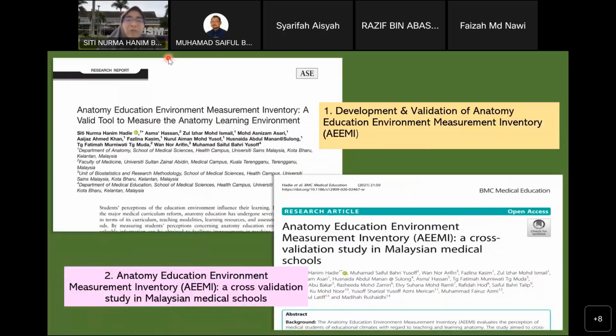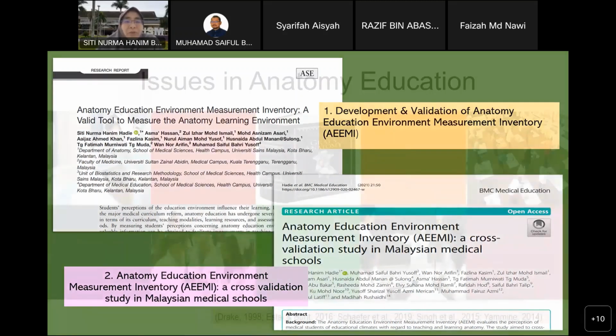All right, so for our research, we actually conducted two studies. The first study was conducted in 2013. It was the development and validation of the anatomy education environment measurement inventory, so this is AEEMI. The results of this study were published in Anatomical Sciences Education in 2017, and in 2019 we cross-validated the inventory across 11 public and private institutions in Malaysia, and we managed to publish it in BMC Medical Education in 2021, and this is the one that we have submitted to MINES.